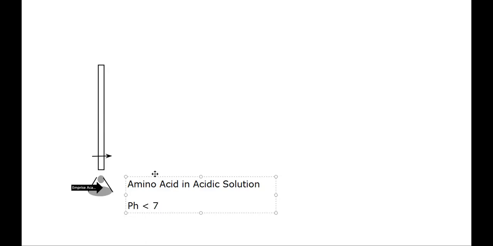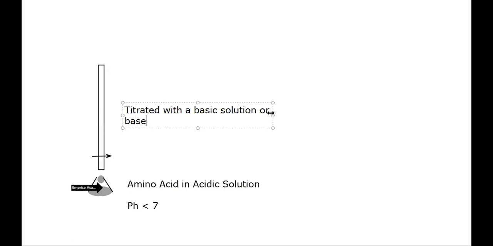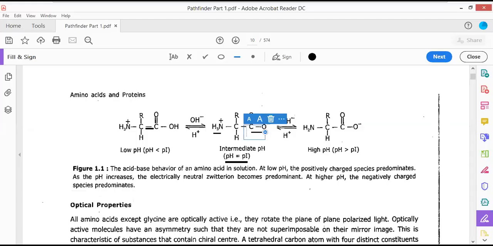Now this is the amino acid, positively charged, in acidic solution. It is titrated with a basic solution or base. Now base is being added into it through this burette. A base is being added into this amino acid acidic solution. Then what is going to happen? The pH is going to increase. When you add base, the pH is going to increase.